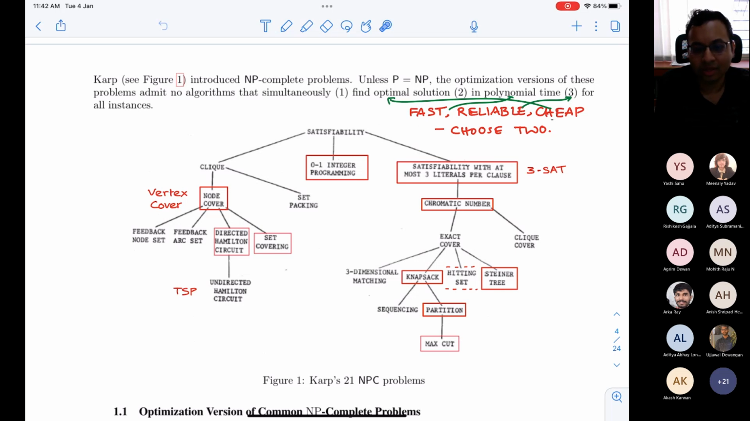So the decision version says that you ask a question of whether something exists or not, a yes or no question. Whereas in an optimization question, we want to find an item under some constraint and want to maximize the profit or minimize the cost. So in this course, we'll learn a lot of approximation algorithms for this kind of problems, which are NP hard.